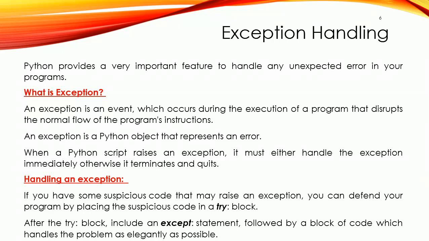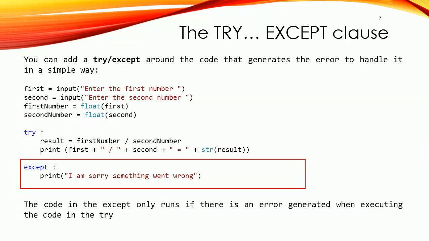How to handle an exception? If you have some suspicious code that may raise an exception, you can defend yourself and take precaution by putting your code inside a try block. After the try block, include an except statement, followed by a block of code which handles the problem as elegantly as possible. As we said, you can add a try except around the code that generates an error. To handle it in a simple way, here is a simple syntax of try except block.